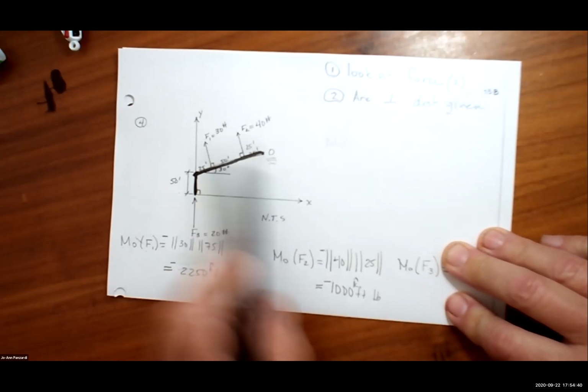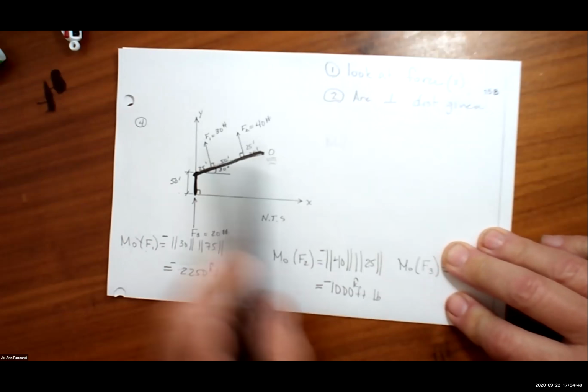So let's think about it. Look at where point O is. All the moments were negative. Does it make sense?